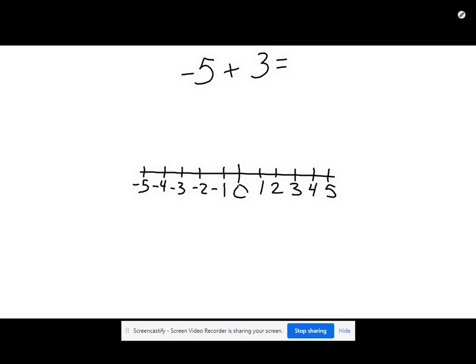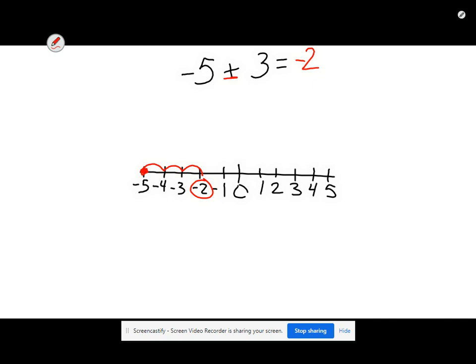So here we're starting at negative 5, and we are adding 3. So if we're going to add, which way on the number line are we going to go, Tristan? To the right. So we're going to add 3. 1, 2, 3. So it is negative 2. You see how we got that, Tristan? Yeah.